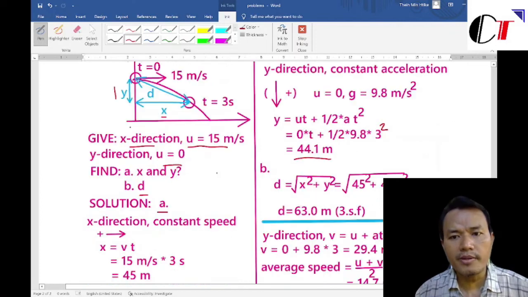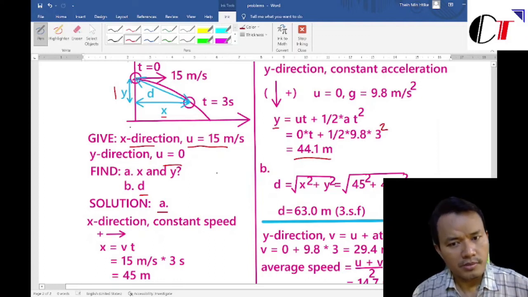And now in the y direction, the motion is constant acceleration. We are taking vertically downwards as positive, so u is equal to 0, and the acceleration is equal to g, which is just 9.8 meters per second squared. And g is taken as positive because we take vertically downwards as positive. So your vertical component of the displacement y is equal to just ut plus half times at squared. So you substitute u equal to 0, a equal to 9.8, and t equal to 3 seconds.